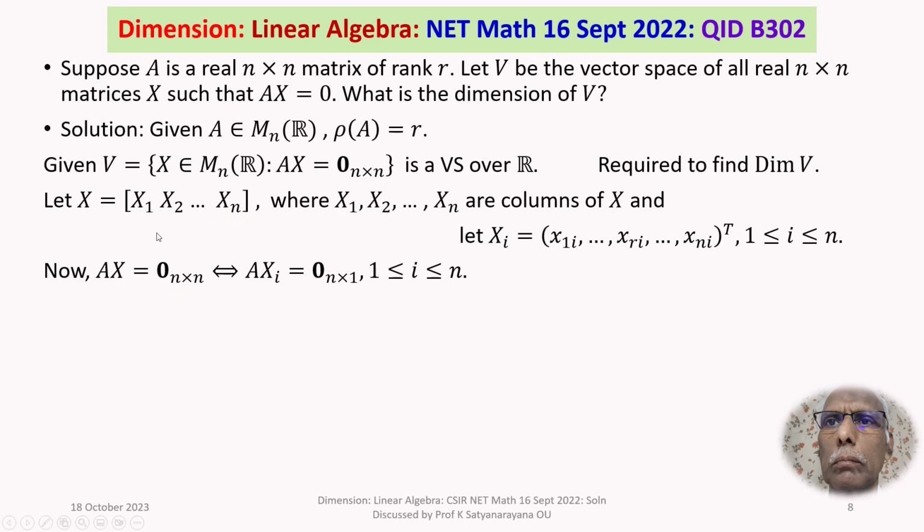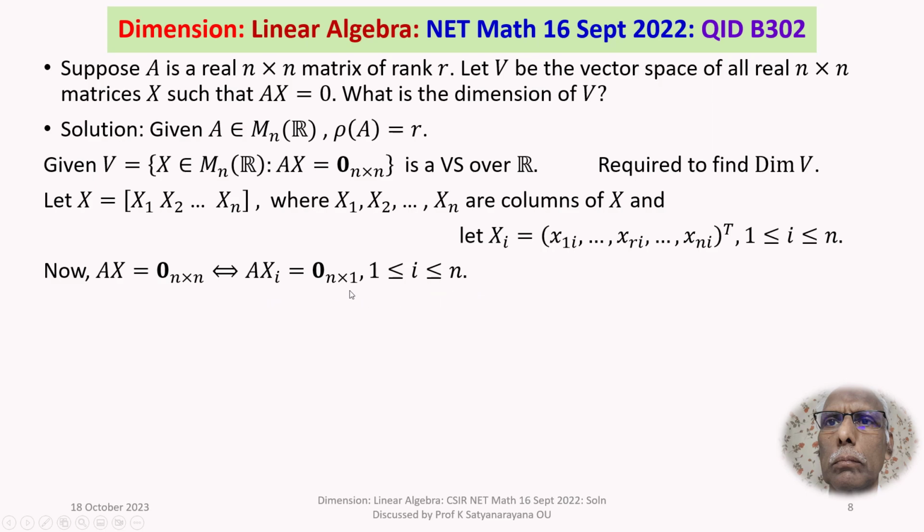So now AX is equal to 0 implies and is implied by: multiplying, it will be Ax1, Ax2, ..., Axn equal to 0. So Axi is equal to the zero column vector, n by 1 meaning a column vector, for 1 less than or equal to i less than or equal to n. Now see what this is.